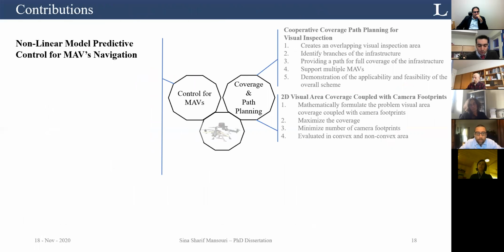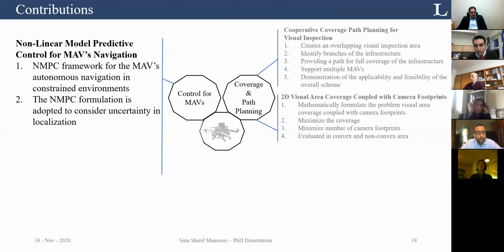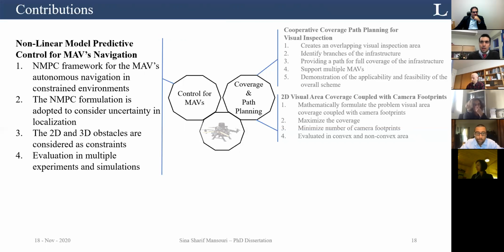Then I noticed that most of the time I have this error between waypoints and my trajectory, and I decided to move toward nonlinear model predictive control for macro navigation. I wanted to have a controller that can be used in a constrained environment, consider uncertainty in localization, which is one of the main limitations in real-life scenarios, and also have 2D and 3D obstacle avoidance integrated. And again, we evaluated it in multiple experiments and simulation environments.